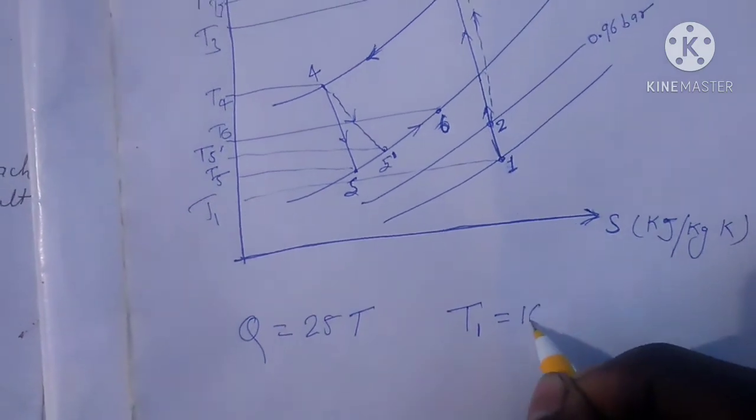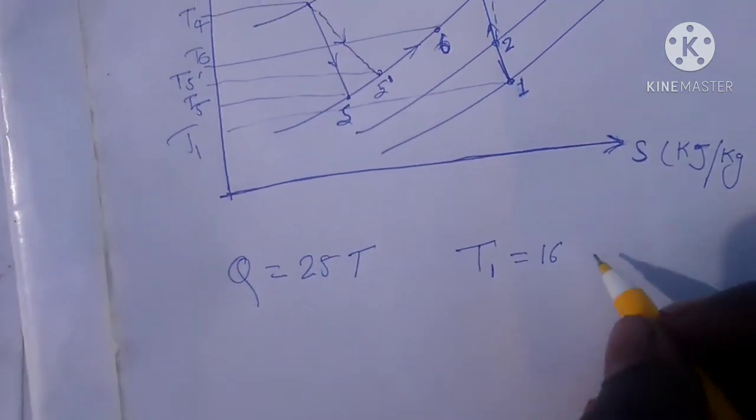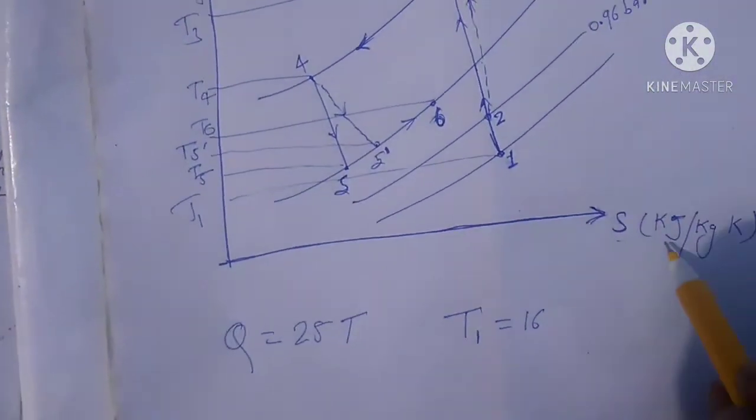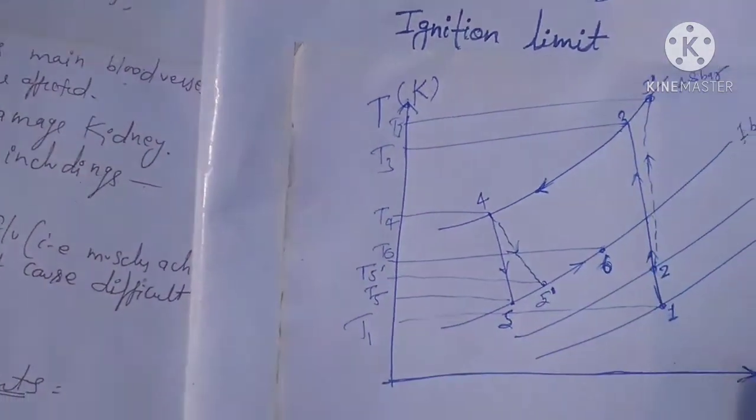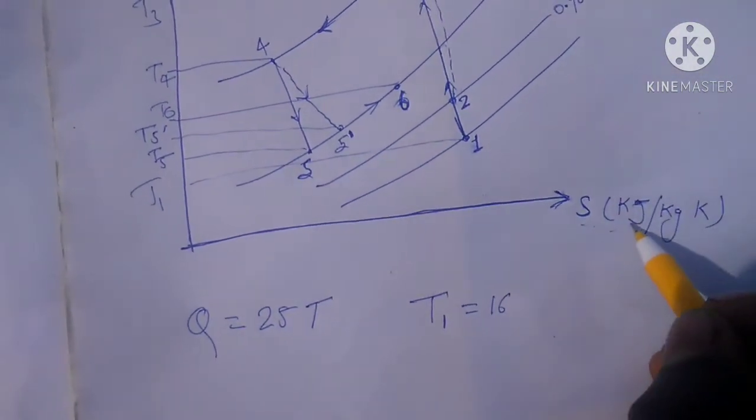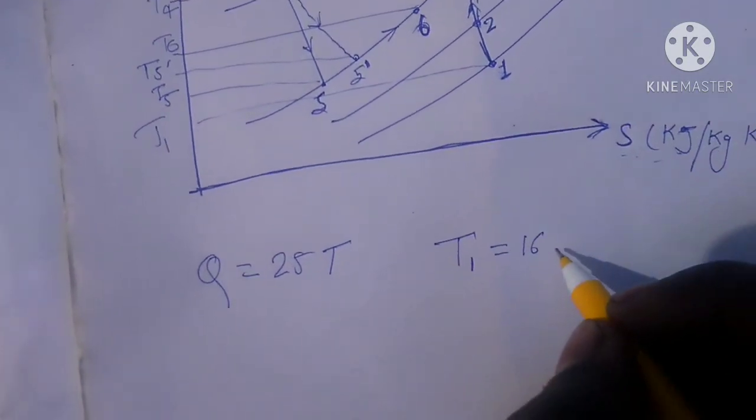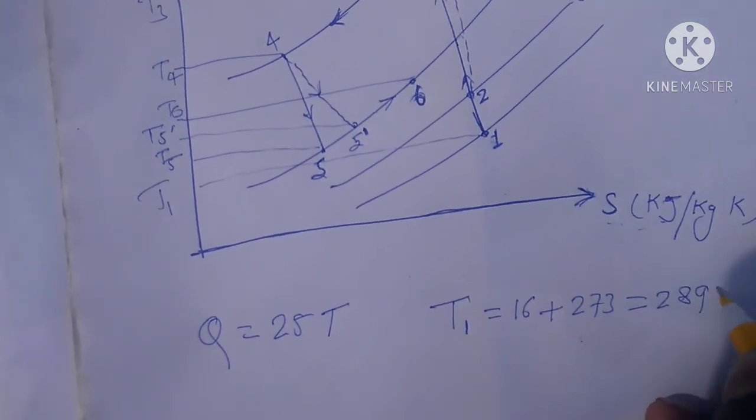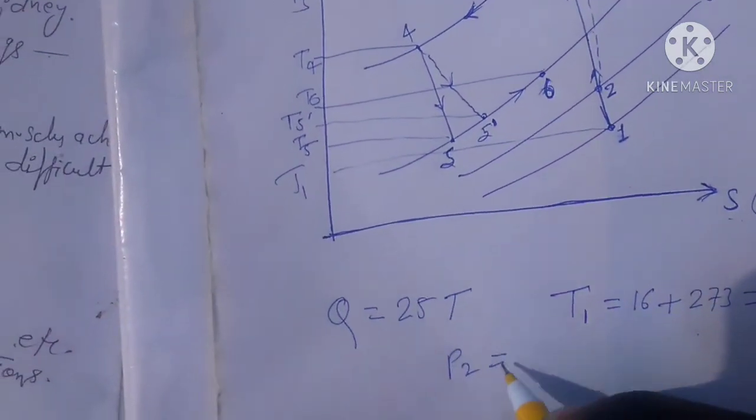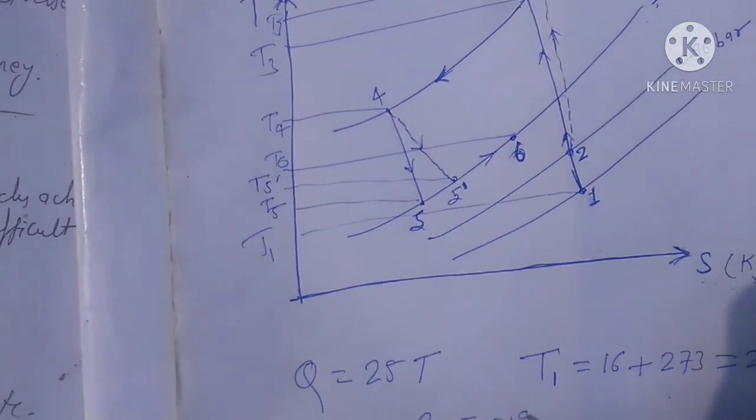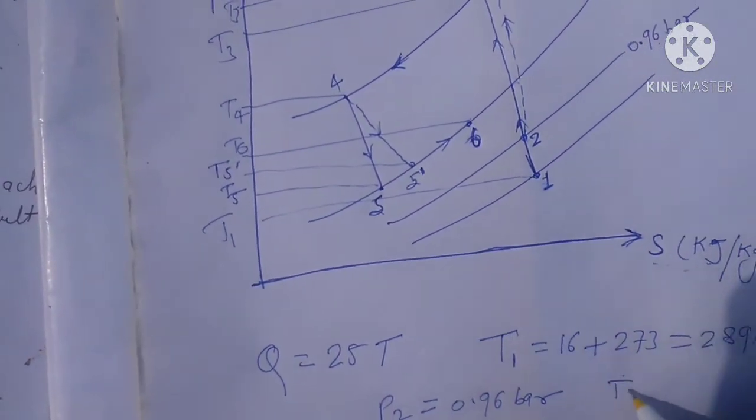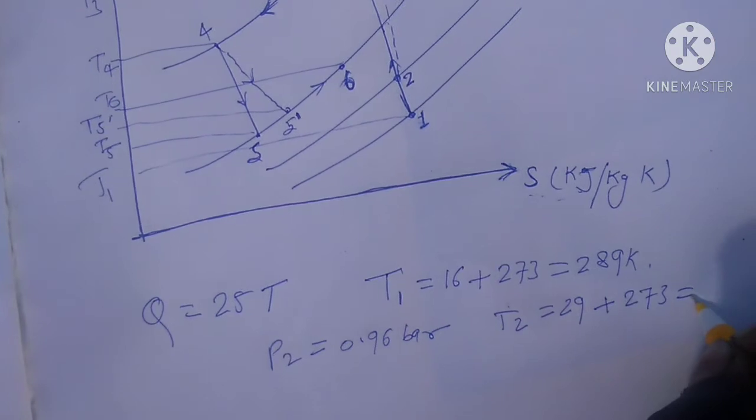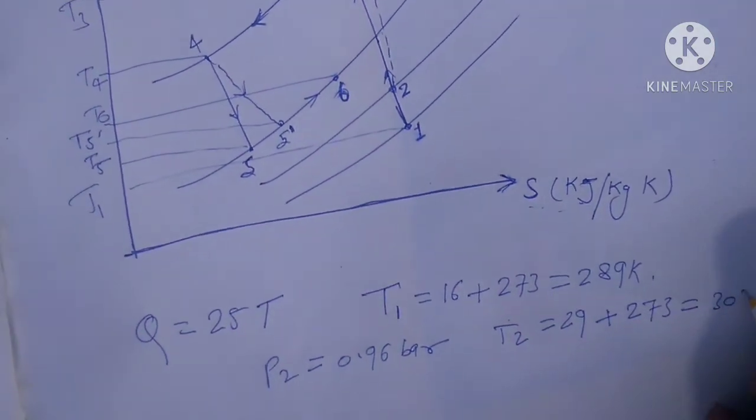T1 is given as 16 degrees Celsius, and we convert it to Kelvin because this is a temperature and entropy diagram, with temperature in Kelvin and entropy in kilojoule per kg Kelvin. Add 273 and it becomes 289 Kelvin. P2 is given as 0.96 bar. T2 is given as 29 degrees Celsius, and adding 273 gives 302 Kelvin.